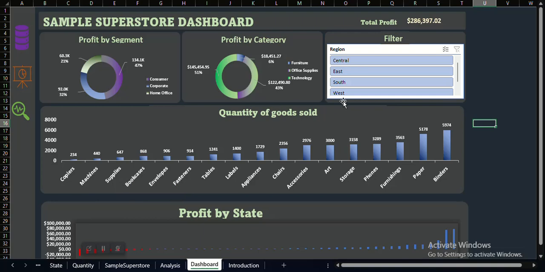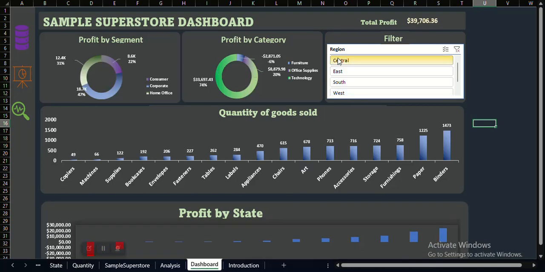I've added filters for easy comparison and visualization. We can filter by region. When we look at Central, you can see a change in the total profit. That is to say, out of the 286,000 profit made by the organization, 39,000 came from the Central region.